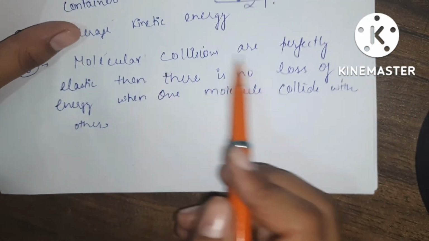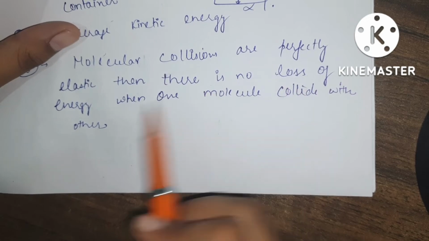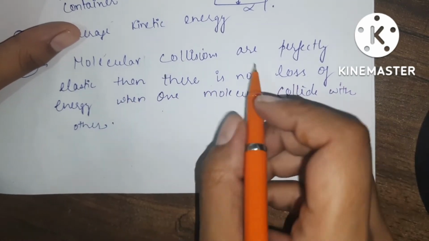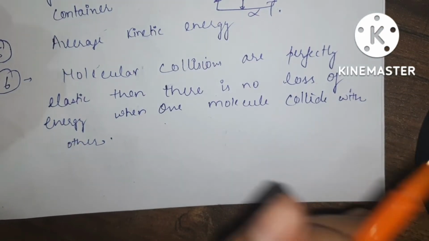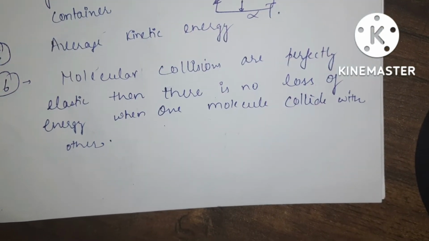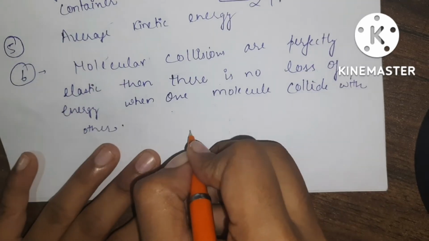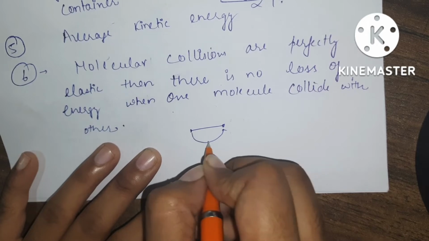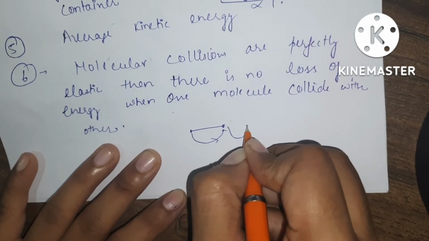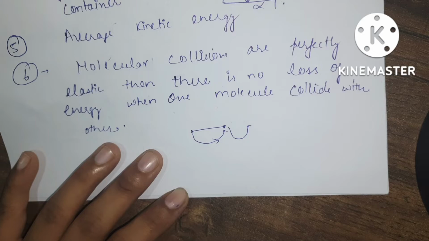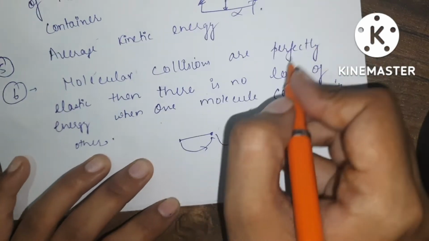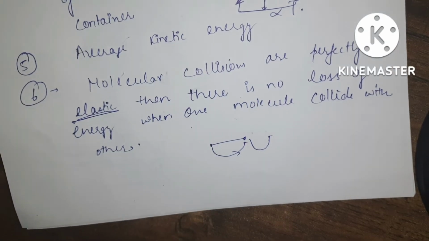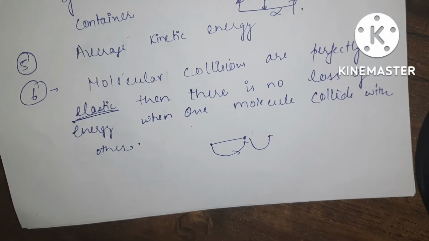And then molecular collisions are perfectly elastic, so there is no loss of energy when one molecule collides with another. Means molecular collision is almost perfectly elastic. One molecule collides with another, it is giving its energy to this molecule, and after that it is giving its energy to another molecule. So this is almost perfectly elastic. Okay, so these are the postulates of kinetic gas theory.